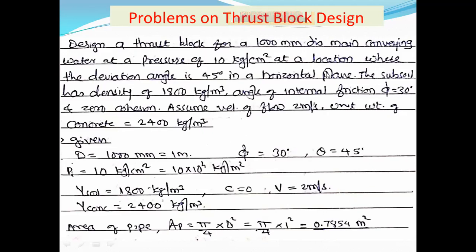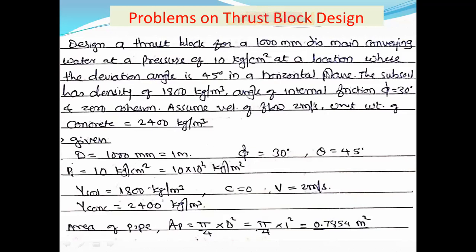Next, weight density of soil, gamma soil is equal to 1800 kg per meter cube. Cohesion value is given 0, c equal to 0. Velocity of water is given v equal to 2 meter per second. Then gamma concrete, weight density of concrete is equal to 2400 kg per meter cube. It is given, right?